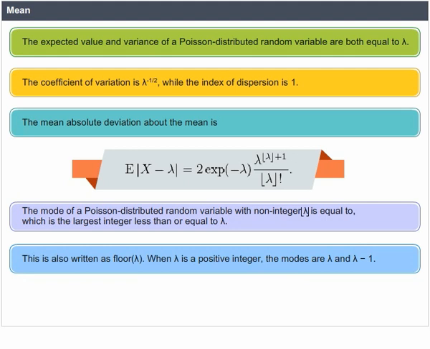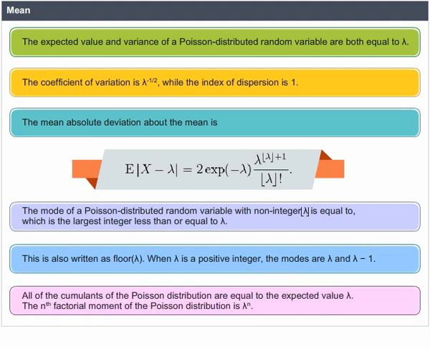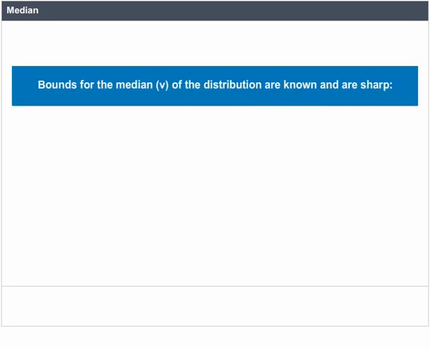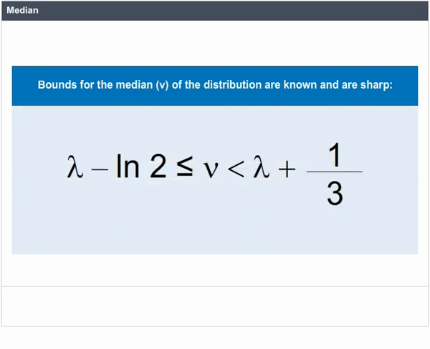All of the cumulants of the Poisson distribution are equal to the expected value lambda. The nth factorial moment of the Poisson distribution is lambda to the power n. Median. Bounds for the median nu of the distribution are known and are sharp: lambda minus ln 2 is less than or equal to nu, which is less than lambda plus 1/3.